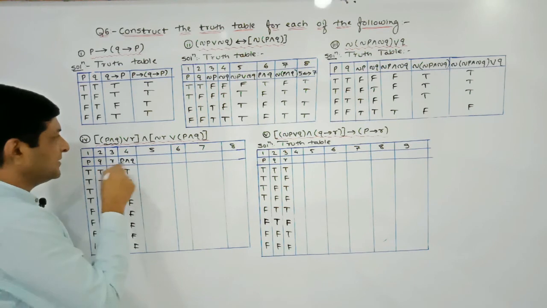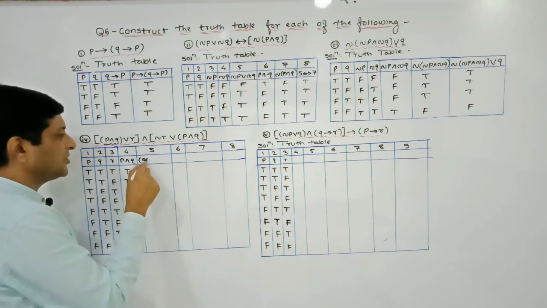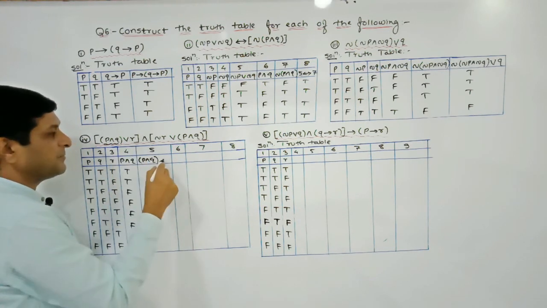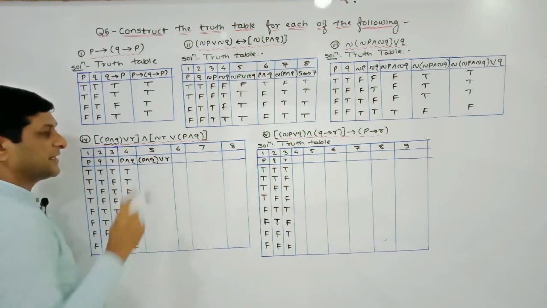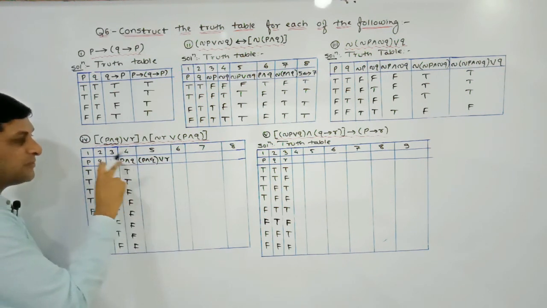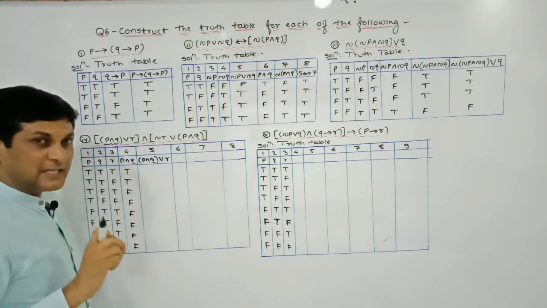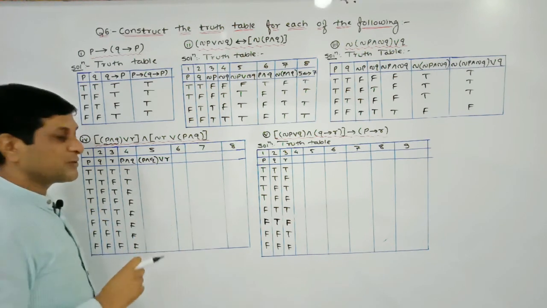Now we are connecting this P and Q with which statement? R, by which logical connective? OR, means these 2 statements we have to connect by OR, and in case of OR, if at least one statement is true, OR will be true.